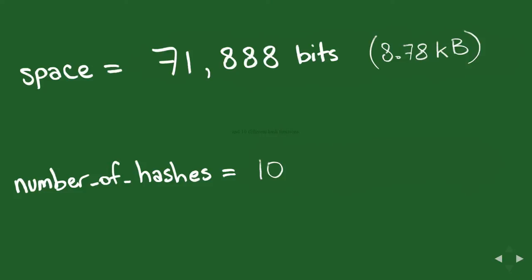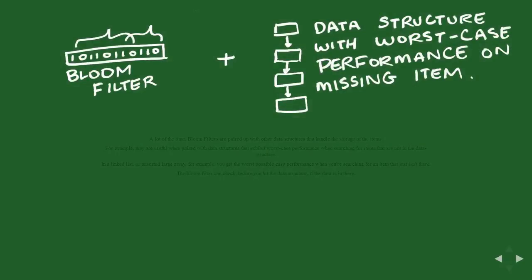We also need 10 different hash functions. A lot of the time, Bloom filters are paired up with other data structures that handle the actual storage of the items. For example, they're really useful when paired up with data structures that exhibit worst-case performance when searching for items that are not in the data structure. In a linked list or unsorted large array, for example, you get the worst possible case performance when you're searching for an item that just isn't there.